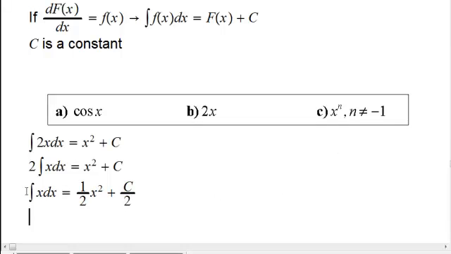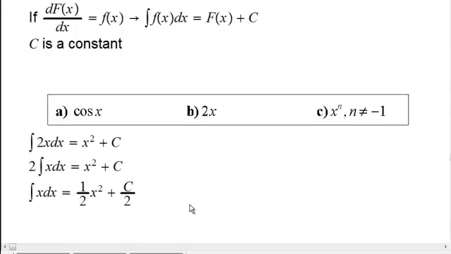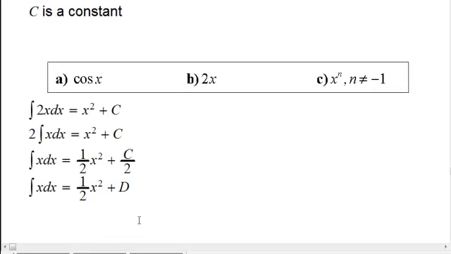Okay. And then, I mean, you can leave a big C by 2 as big C by 2 or call it a D, right? Everybody fine? Makes sense? Good. Okay. Now, next he wants us to do what?